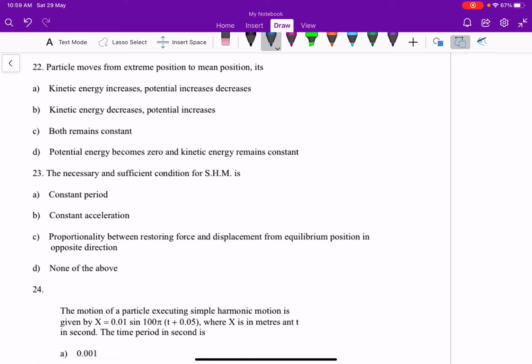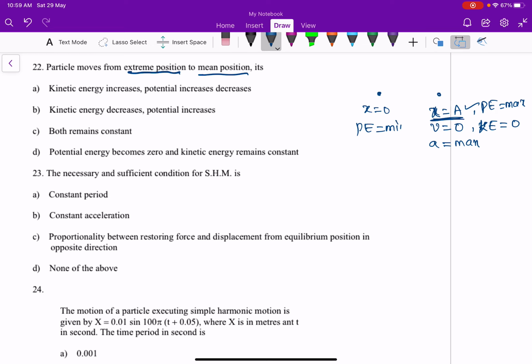22nd one. Particle moves from extreme position to mean position, that is, from x equal to a to x equal to 0. At x equal to a, displacement is maximum, velocity is 0 and acceleration is maximum. As velocity is 0, kinetic energy is equal to 0. And as displacement is maximum, potential energy is maximum. At x equal to 0, potential energy is minimum and velocity is maximum, so kinetic energy is maximum.